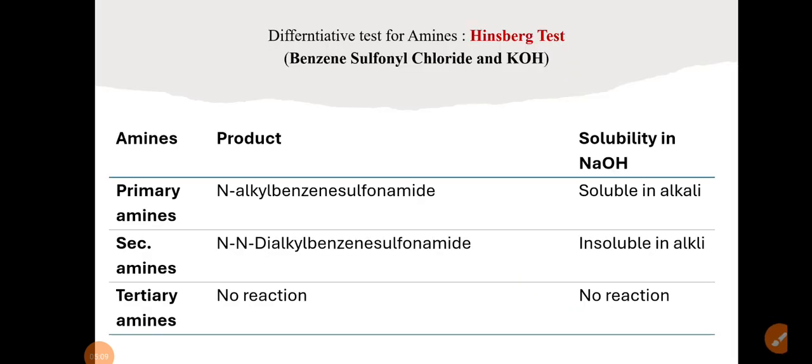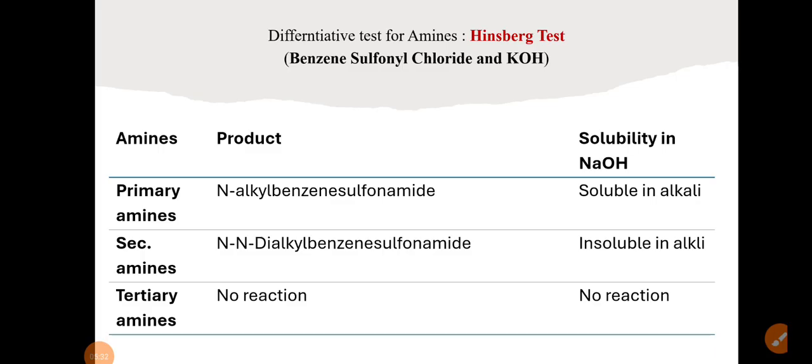Okay. The next one, the differentiating test for amines. That is the Hinsberg test. So what is the reagent in the Hinsberg test? That is benzene sulfonyl chloride and KOH, potassium hydroxide. Again here we have to differentiate between primary amines, secondary amines and tertiary amines.